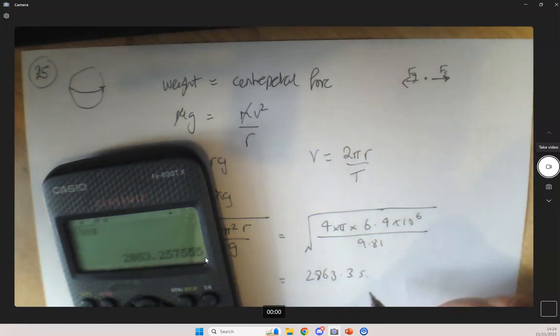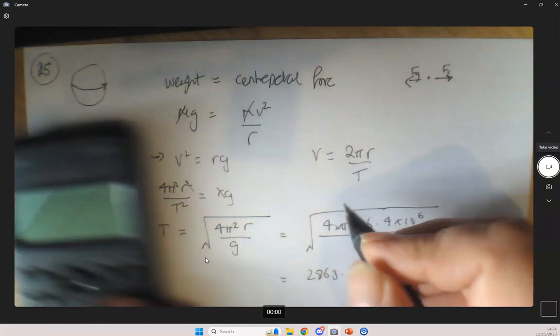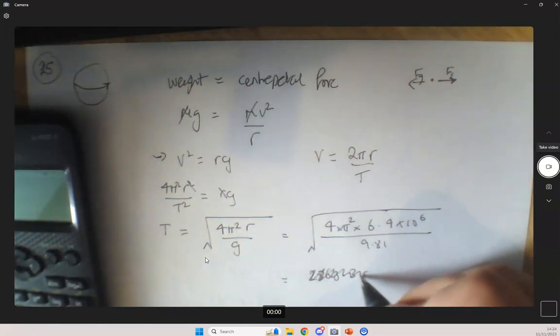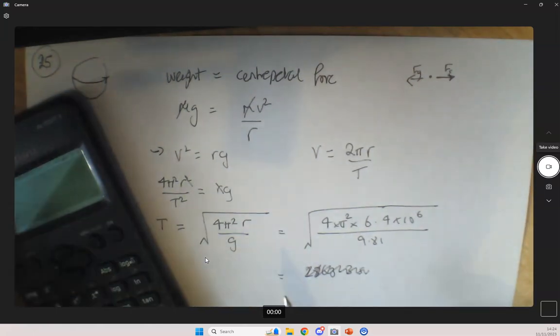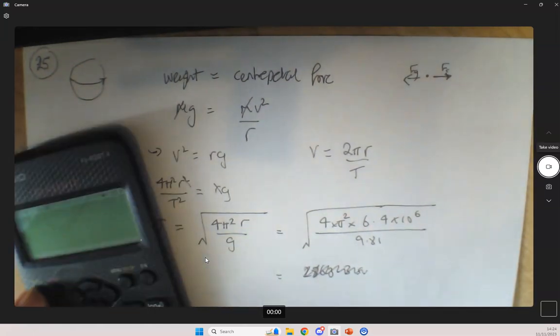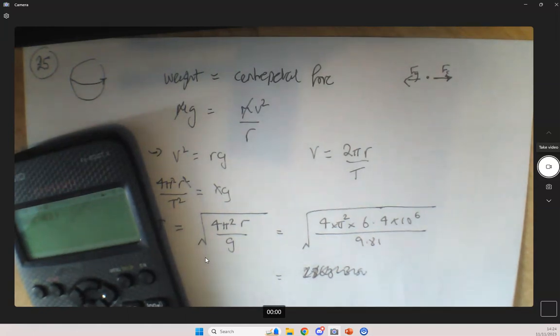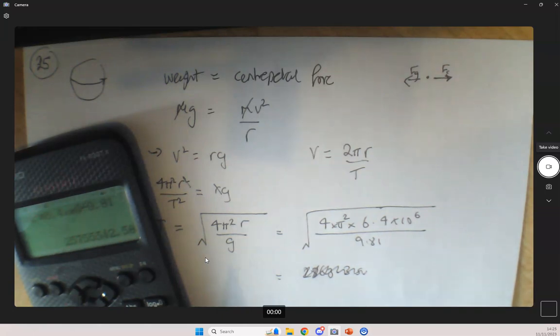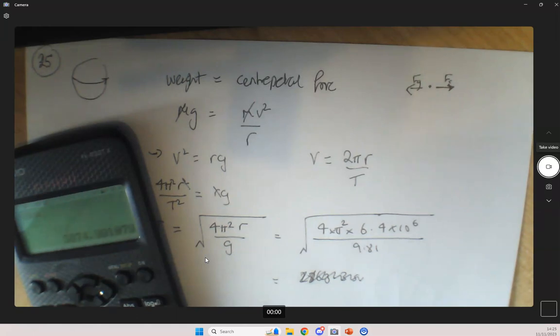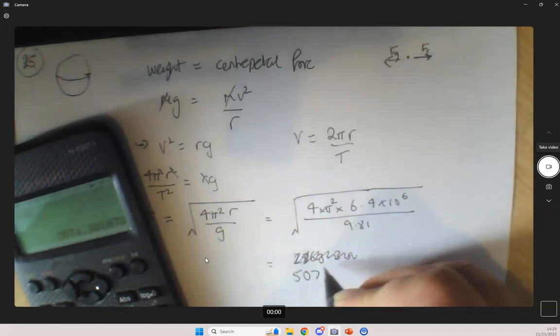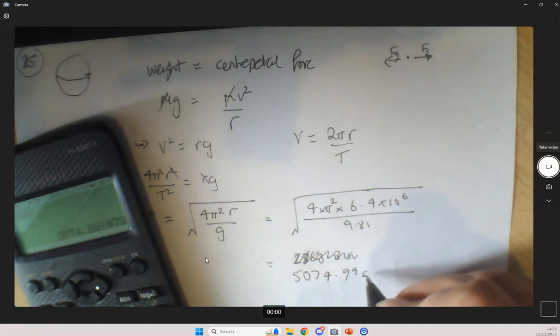2863.3 seconds. I have a horrible feeling I've done something wrong, and it's because that's pi squared. I've missed out the square as I came across, so I'll try again. 4 times pi squared times 6.4 times 10 to the 6 divided by 9.81 gives me an absolutely huge number, then the square root of that answer gives me an answer of 5074.99 seconds. I don't think I've done anything silly that time.